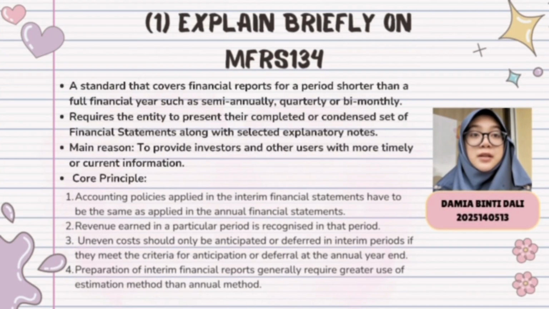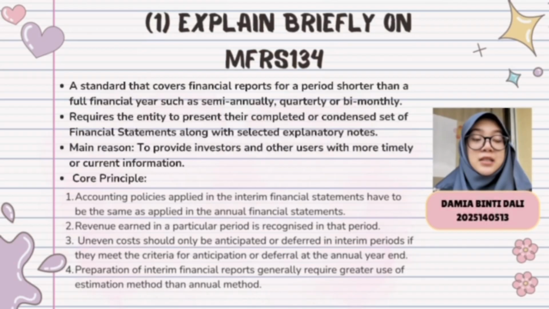MFRS 134 Interim Financial Reporting is a standard that covers financial reports for a period shorter than a full financial year, such as semi-annually, bi-monthly, or quarterly. This standard requires the entity to present a complete or condensed set of financial statements along with selected explanatory notes. Its main reason is to provide investors and other users with more timely, current information, and to enable users to evaluate the entity's financial position, performance, and cash flows on a continual basis.